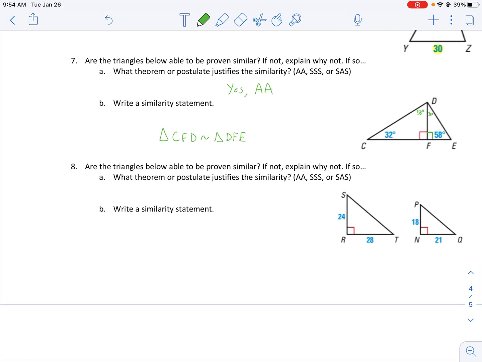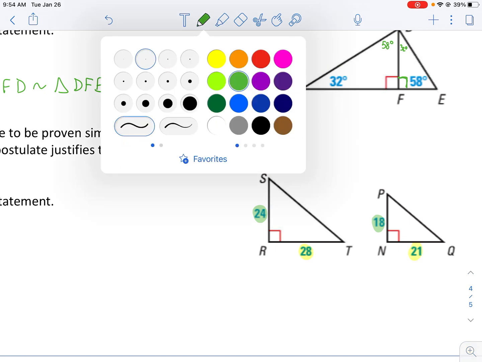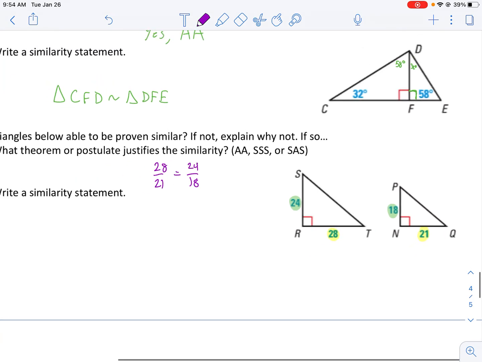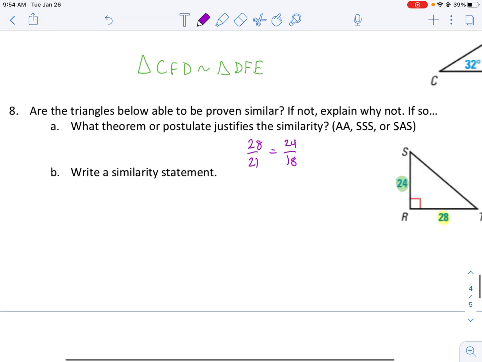All right, last problem. Are these similar? Well, it looks like we have SAS. So let's just check corresponding sides. We got 24, the smaller side and the smaller side, and the bigger side and the bigger side. So does 28 over 21 equal 24 over 18? And those are, in fact, both equal to 4/3. And then we have the angle between them. The angles between them are equal because they're both 90.